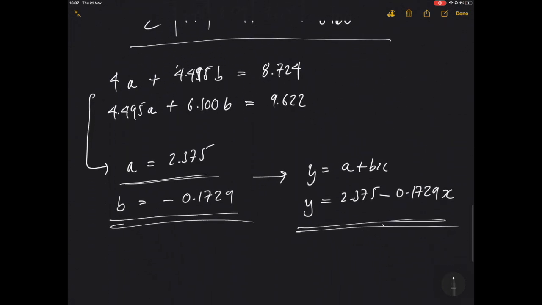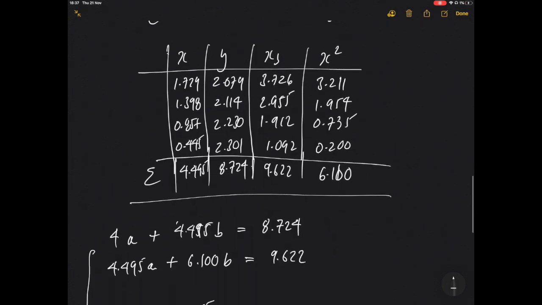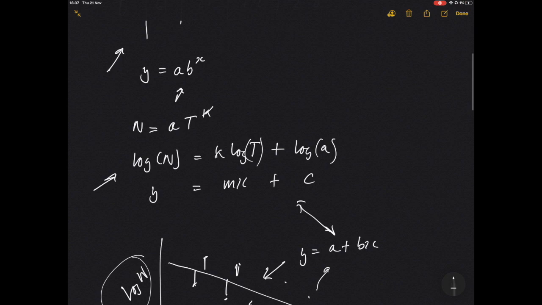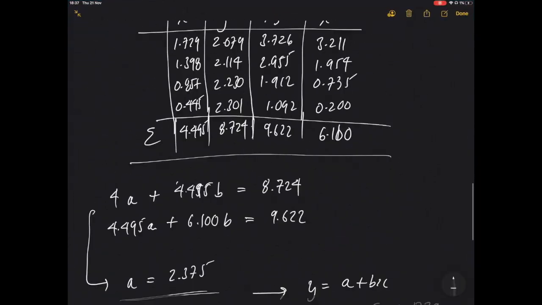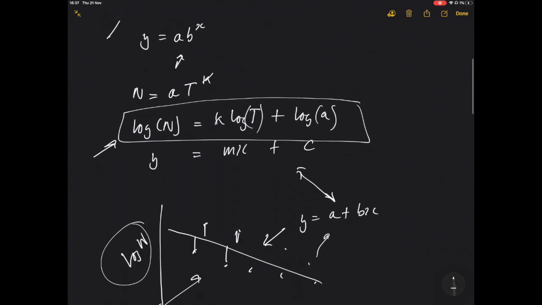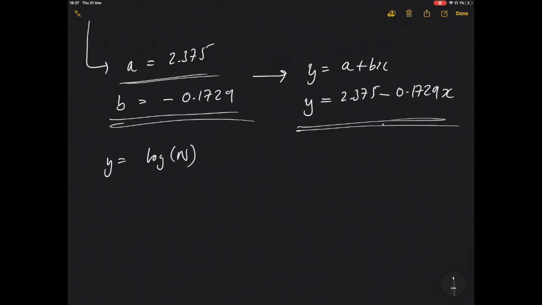Okay, but now we want to put it back into the original terms. So actually, what was our equation here where we had it as y equals mx plus c? Well, we can see we had this in the terms here. So log n was our y. Y equals log n. Our next term, k log t, was our bx. So our k log t was equal to our bx.